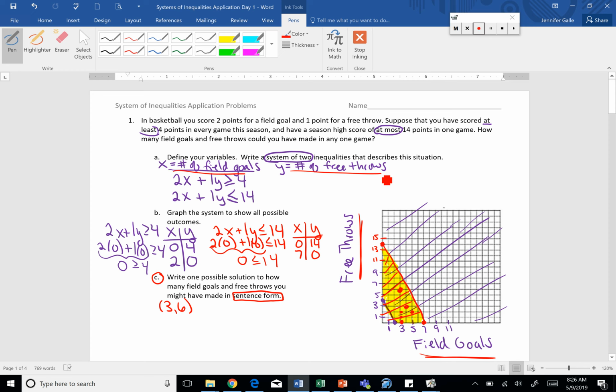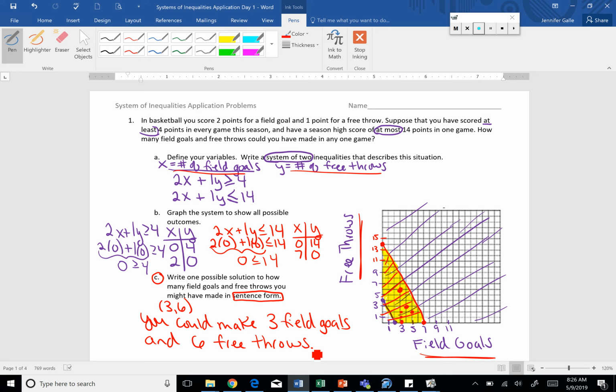The 3 that I have, is that going to be 3 field goals or 3 free throws? 3 field goals. So you could make 3 field goals and 6 free throws. That's what I'm going to be looking for in that final answer piece. That's a super important part.